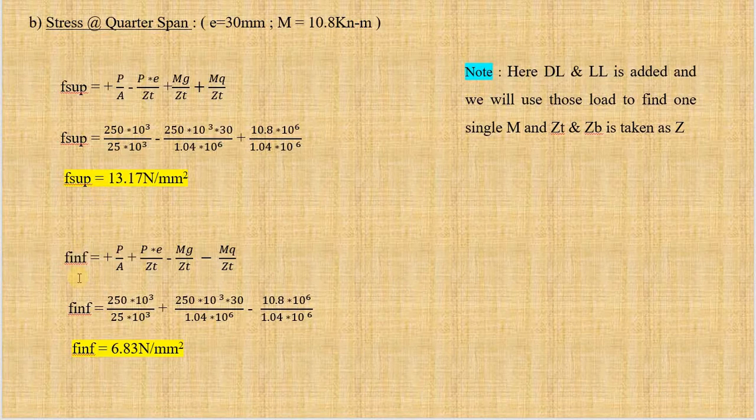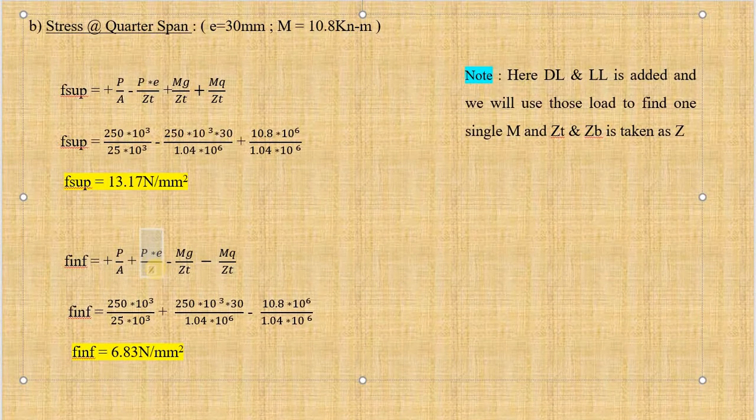The next thing is F inferior, the stress at the bottom. For the stress at the bottom, again it's the same thing. Don't mention ZT, ZB, directly it is Z. Sorry, I will just correct this.